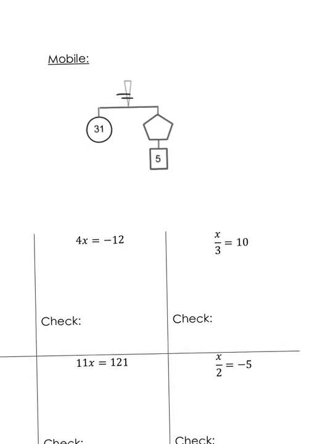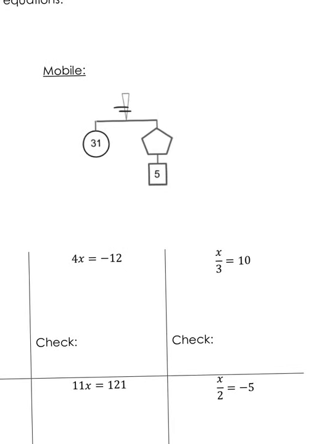When we look at the mobile, we have that same idea of things being the same on both sides. So when I write my equation, my equal sign goes in the middle. On the left, I have 31. What I am looking for is what number has to fit into this pentagon for my mobile to be balanced, to be equal on both sides. Because I don't know what the pentagon is, that's where I use my variable. So I'm going to call that x, and this side of the mobile would be represented by x plus 5.